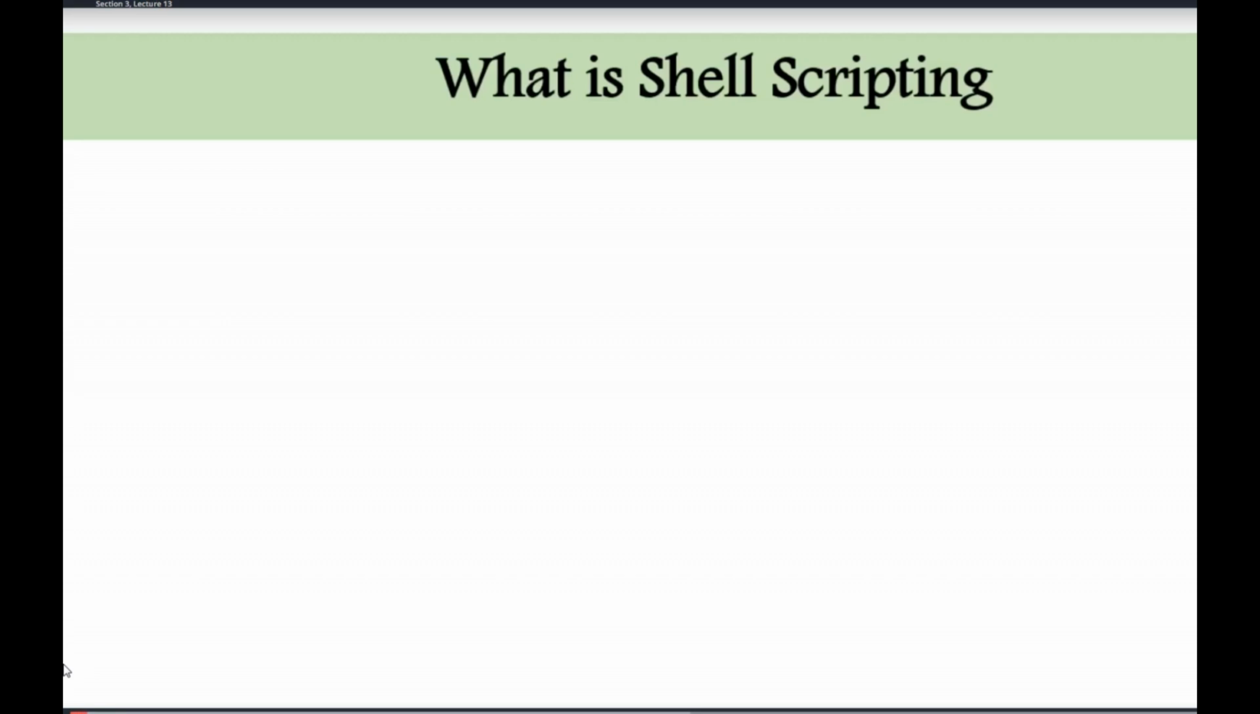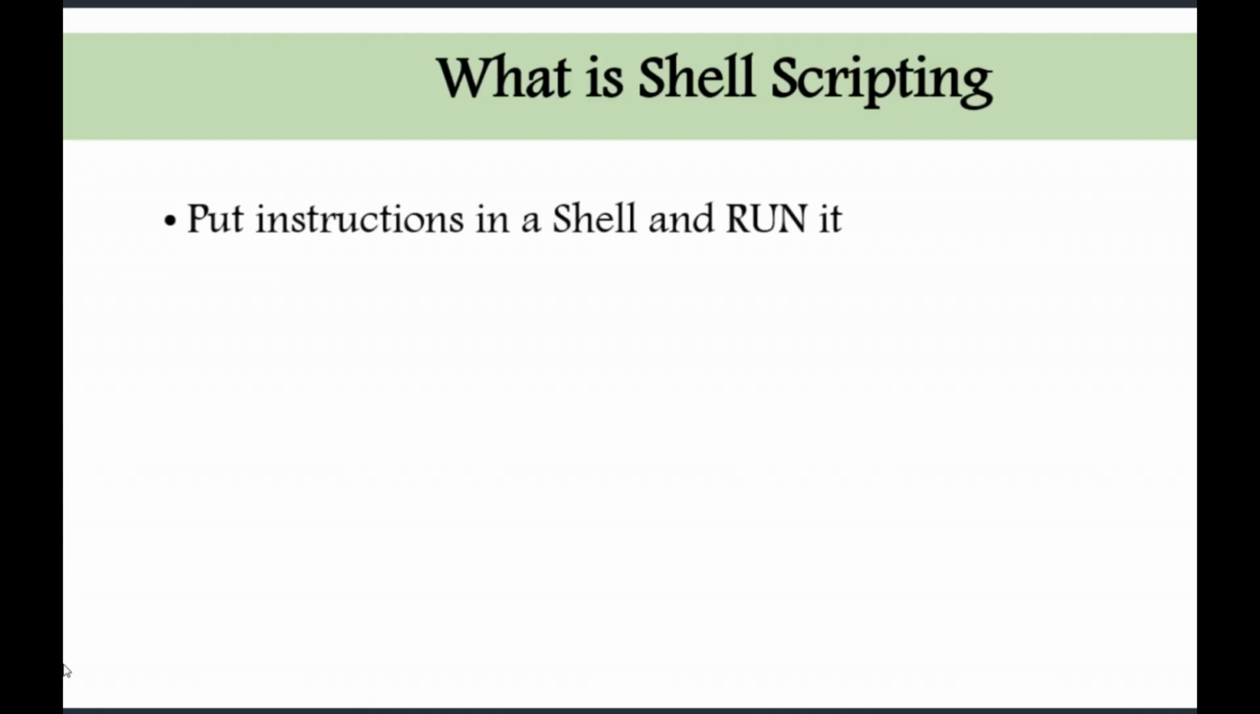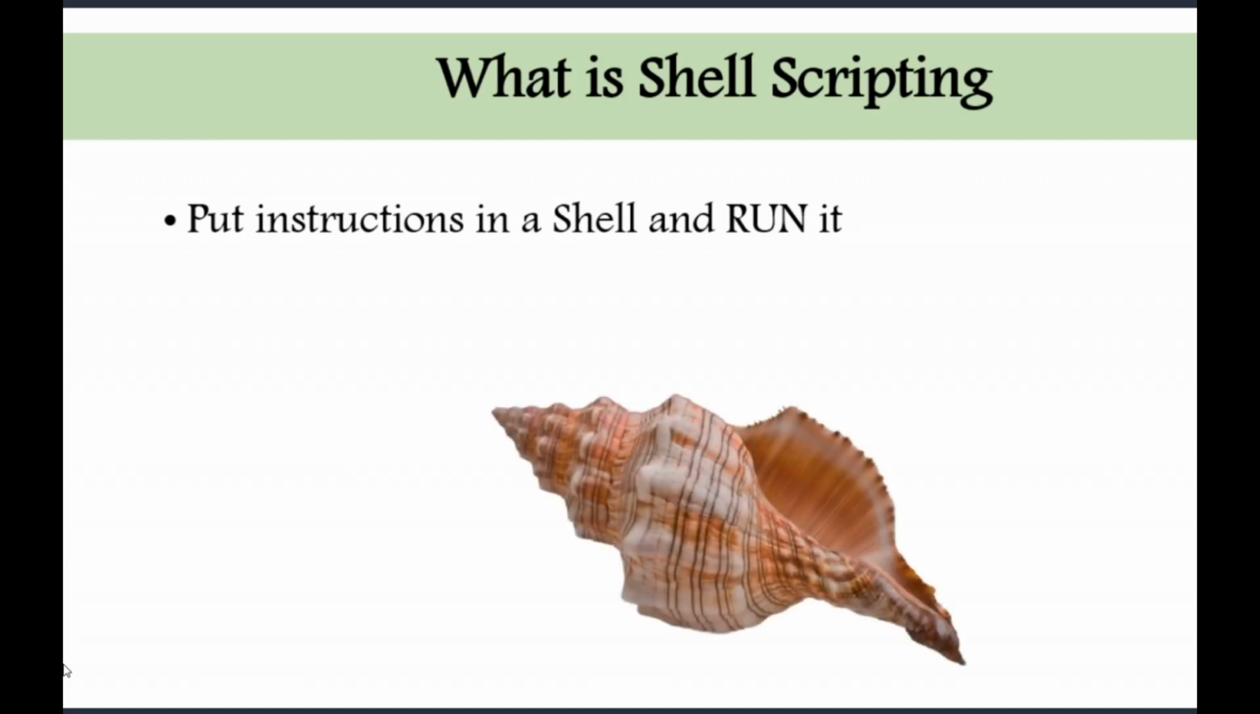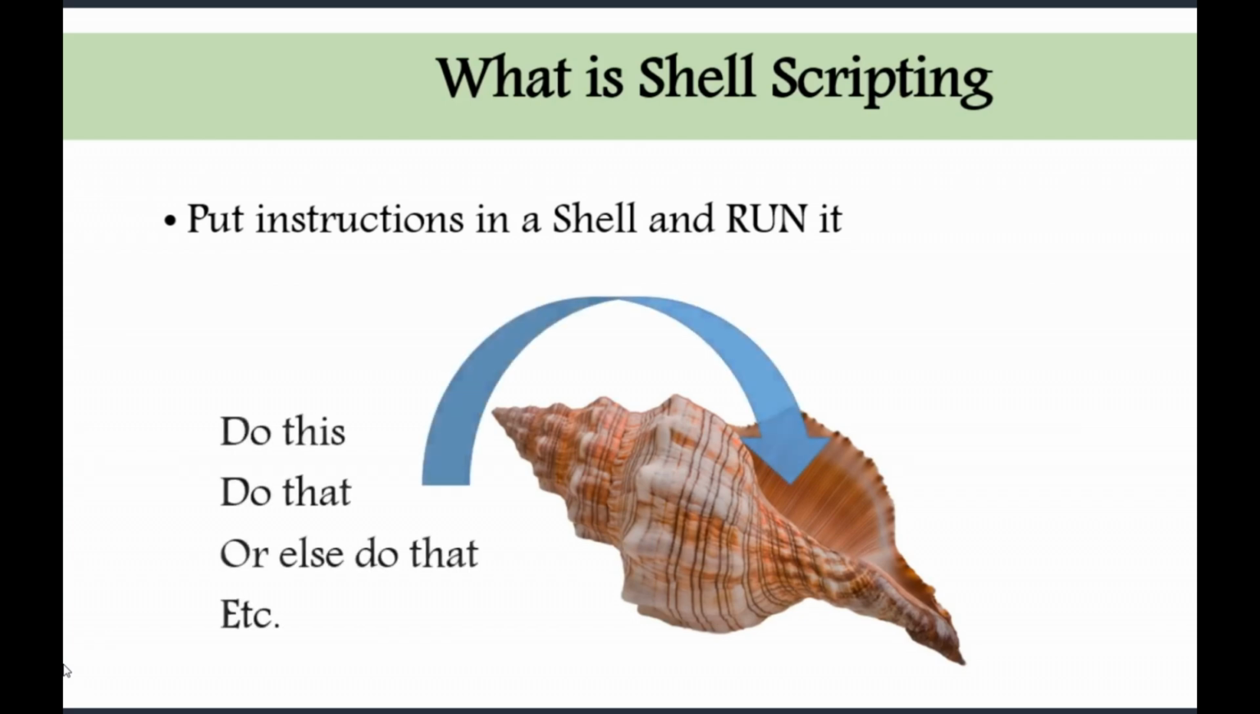So now let's talk about what a shell script is. You put all your instructions in a shell, or in a container, and just run it. If I have to explain it through a diagram, let's put it this way. This is a shell, like an actual shell. You put all those instructions together, like do this, do that, or else do that, and then tell the shell to run this set of instructions, and of course run them in sequence.